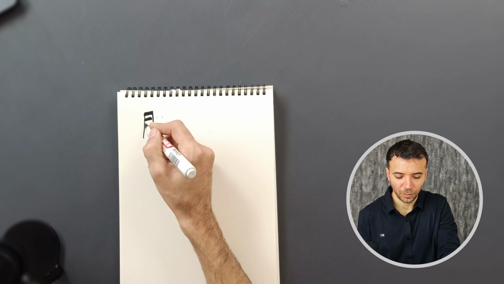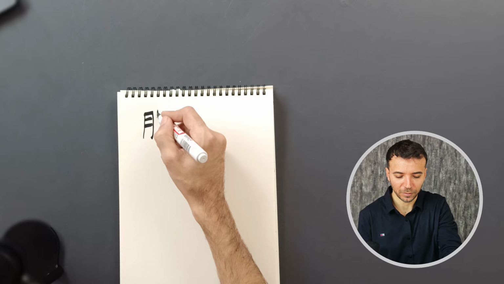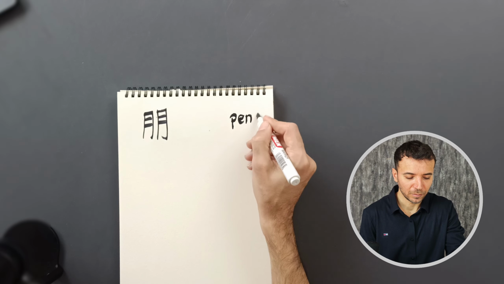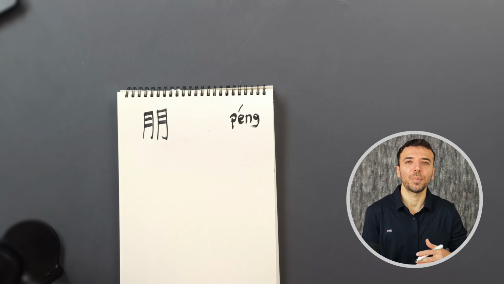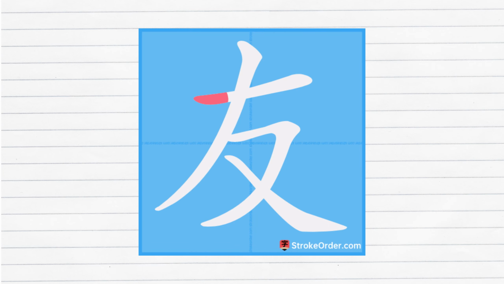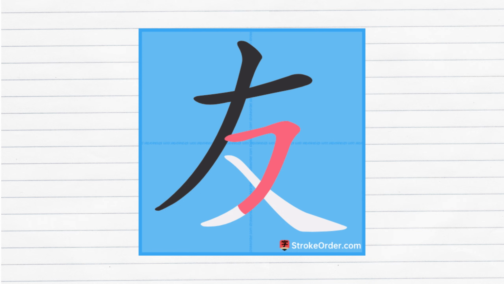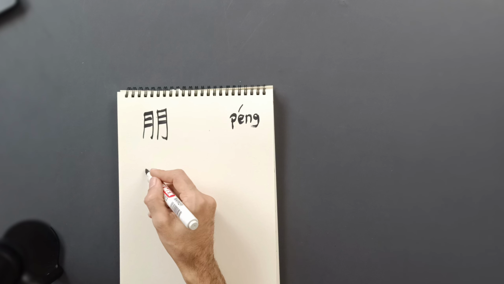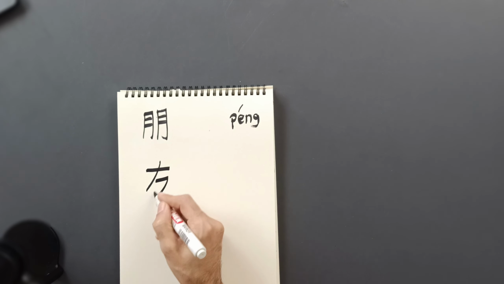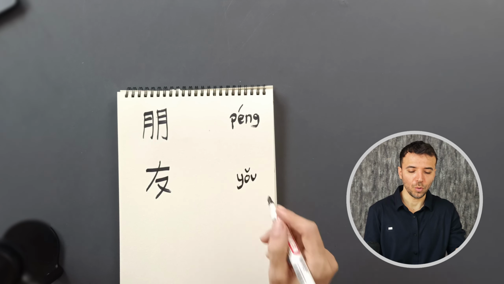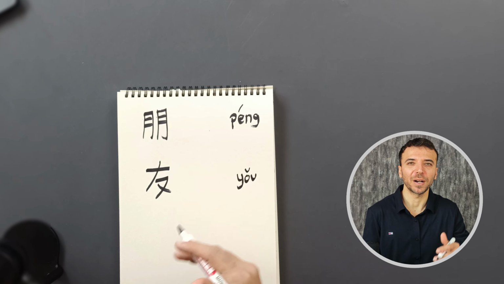Very well, let's write it here. 1, 2, 3, 4, and then we just make another one identical. This one is 朋, okay, 朋, and then let's learn the second character as well. One, 2, 3, 4. 有, so together they become 朋友.